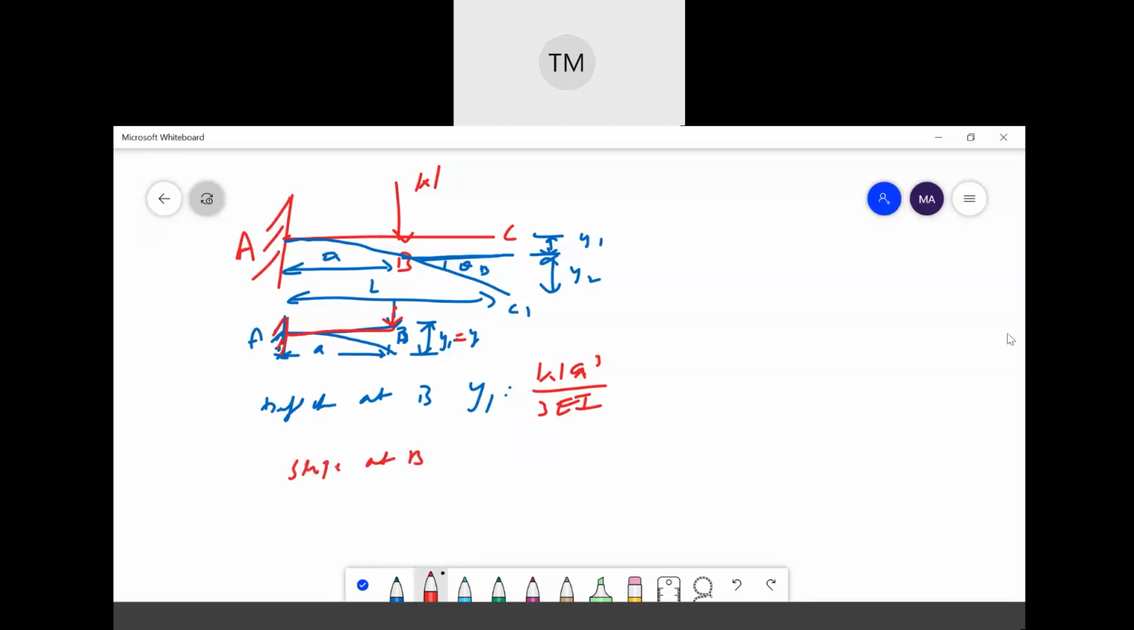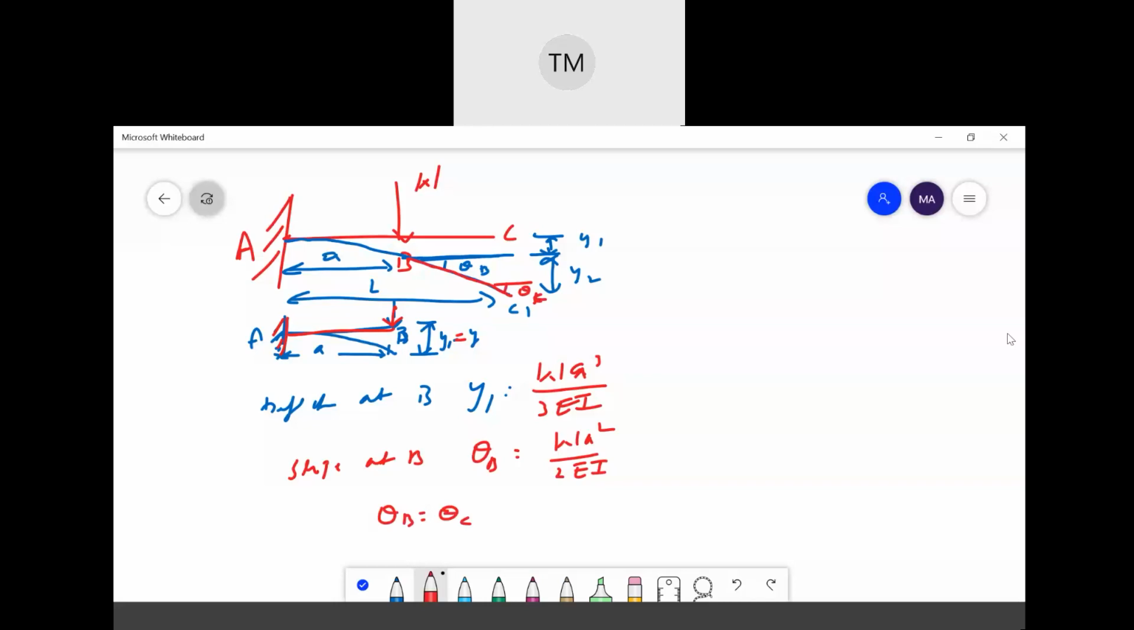that is theta B. Theta B uses the same formula, WA square by 2EI. Instead of L you are substituting A, because this length of beam is A. Since the portion BC is not subjected to any moment, it remains straight and its slope is the same. Because there is no moment acting, the angle will be the same. So theta B is equal to theta C.